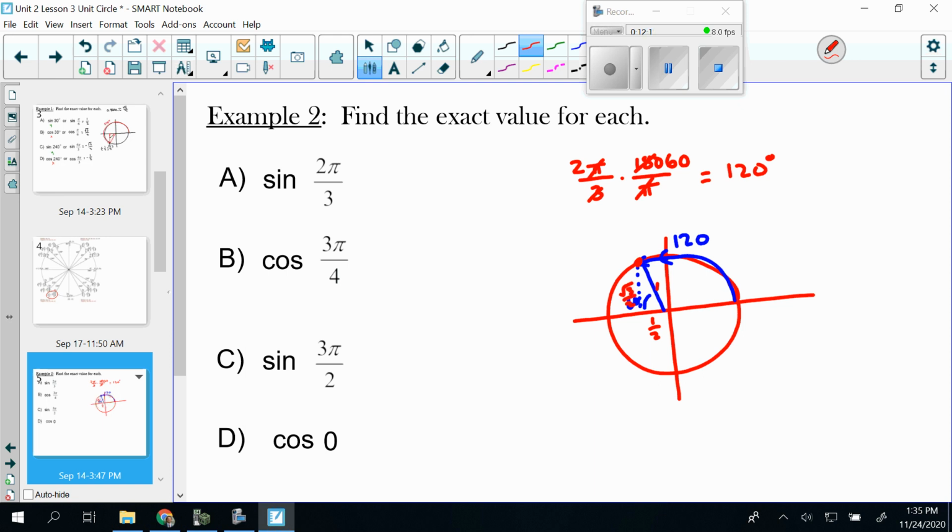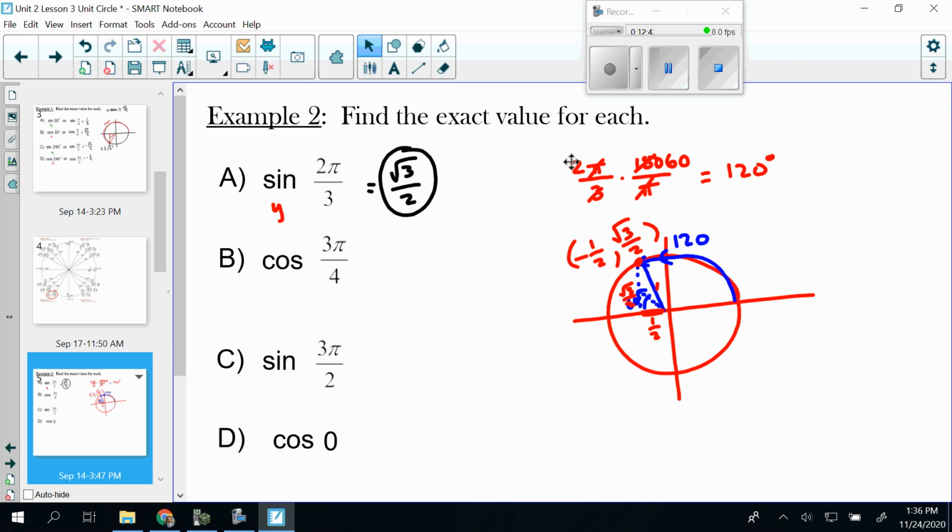So it looks like the ordered pair here then should be your x value, and it would be negative because it's in the second quadrant, and this should be positive square root 3 over 2. If we're looking at sine, that's our y value. And again, sine, think opposite over hypotenuse. Opposite, that's the y value. So that would mean this should equal, right here, square root 3 over 2.